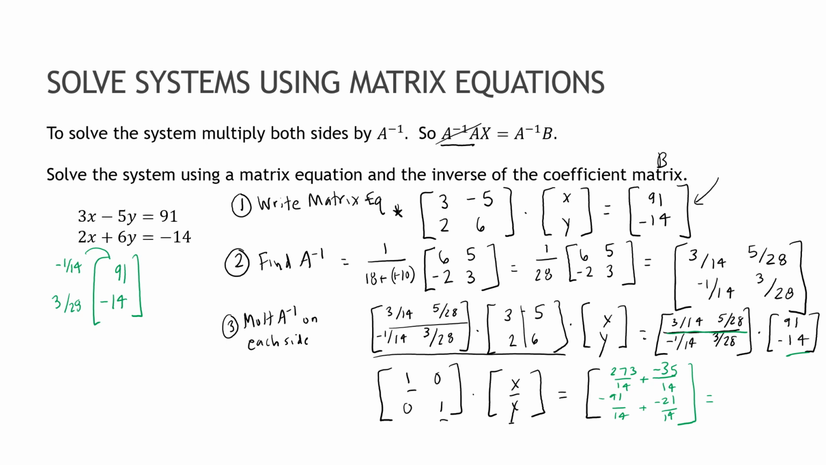273 plus negative 35 is 238 divided by 14, which is 17. And negative 91 plus negative 21 is negative 112 divided by 14 is negative 8. And so my solution to the system is 17, negative 8 as an ordered pair, positive 17, negative 8.